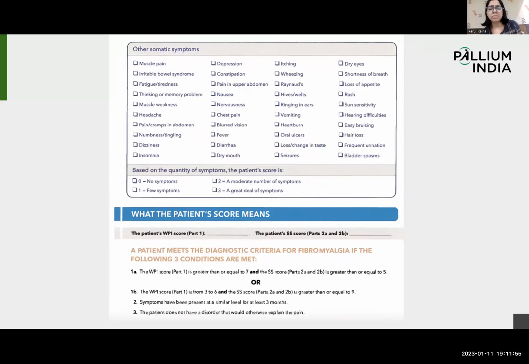The other somatic symptoms are various, ranging from depression, easy bruisability, muscle weakness, headache, numbness, dizziness, or even tinnitus as well. And we calculate the symptoms and measure the symptom severity score. Next.